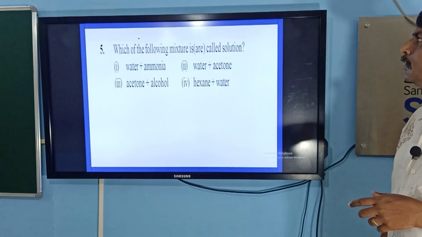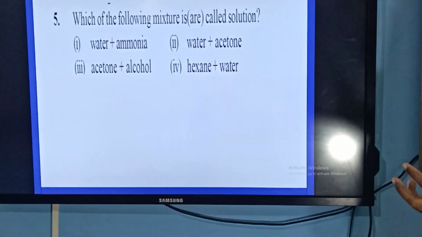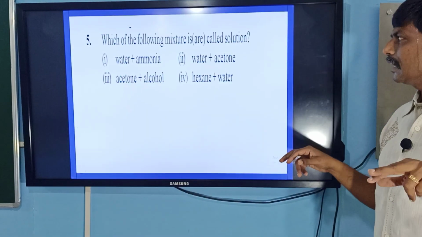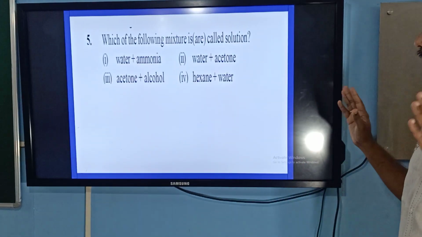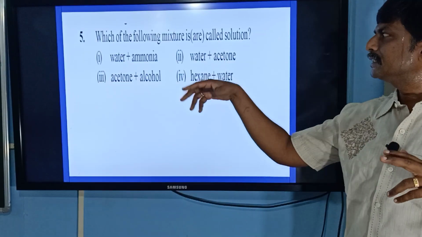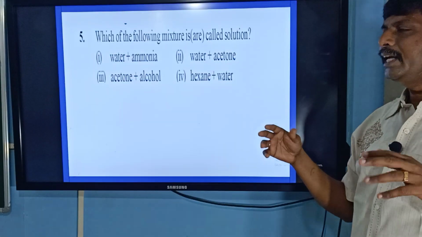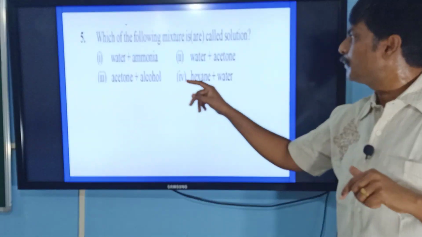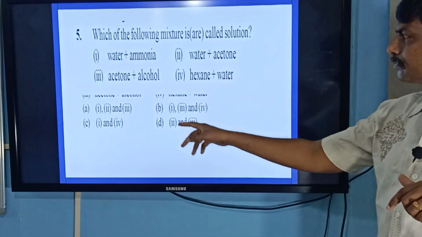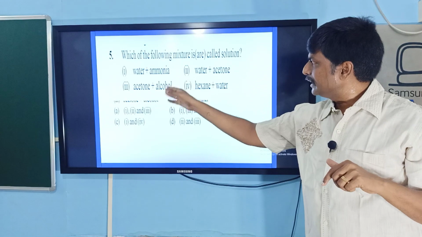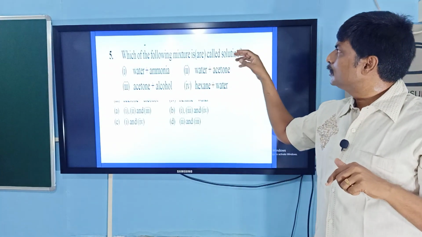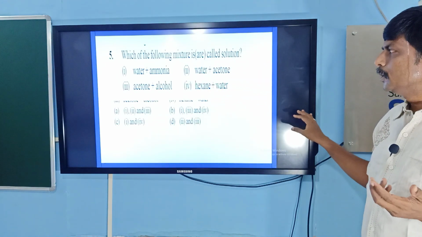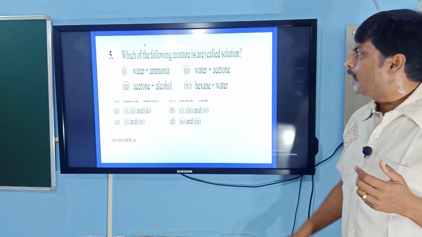Next question is, which of the following mixtures are called solution? Water and ammonia, water and acetone, acetone and alcohol, hexane and water. Here 4 mixtures are given: water plus ammonia, you can see in the lab ammonia solution, water plus acetone, acetone plus alcohol, hexane plus water. Here some ABCD options are given. In this, which ones form a solution? So the answer is A, 1, 2, 3.